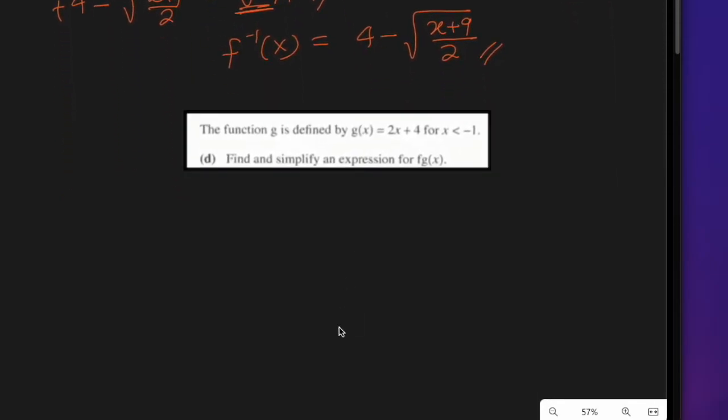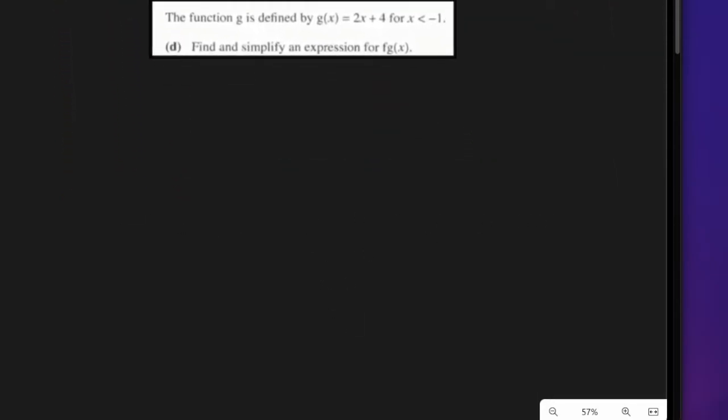Okay, what is next? There is another function, g, which is 2x plus 4, a linear function, okay? And x is less than negative 1, alright. So find and simplify an expression for f(g(x)). That means g(x) is inside f. We can write it as f(g(x)). So let's replace g(x) by its value, which will be f(2x plus 4). If you remember, f(x) was 2 outside, (x minus 4) squared minus 9.